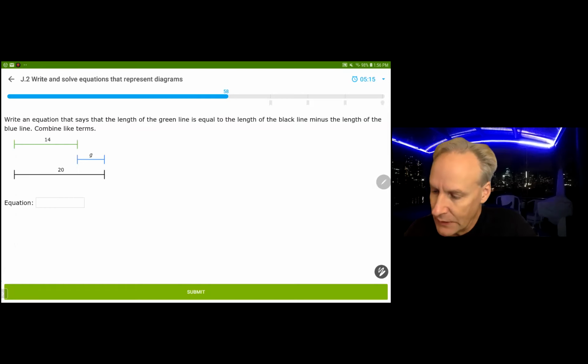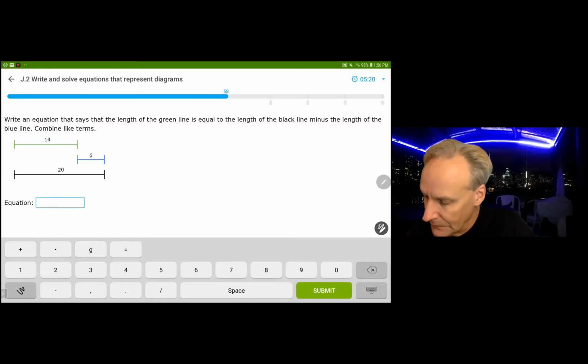Okay, so this time they want the 20 minus g is equal to 14, don't they? 20 minus g, which notice is not the same thing as g minus 20, so be careful. This is 20, and we're taking away the g and getting the 14. So looks like it's good. Don't do g minus 20, it will be wrong.